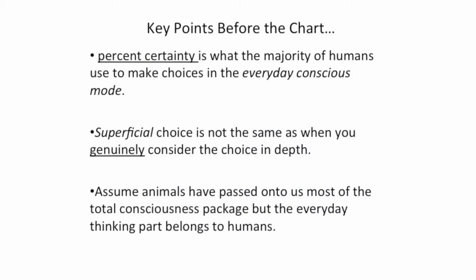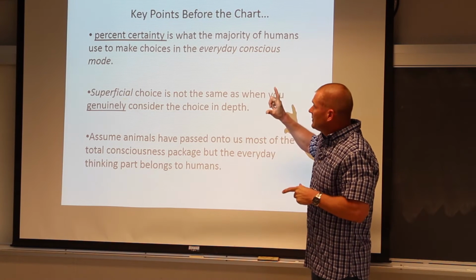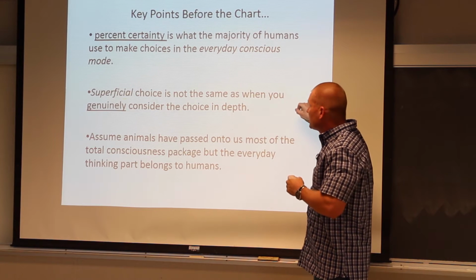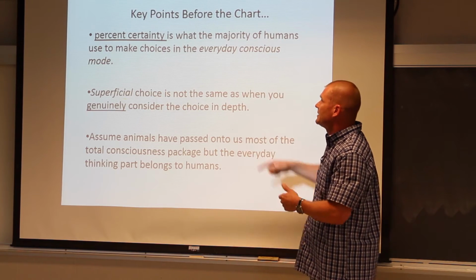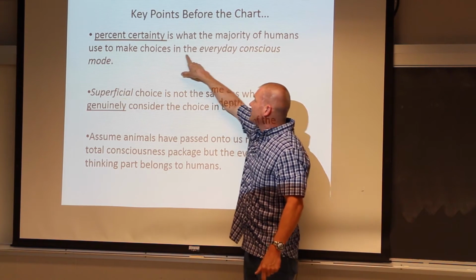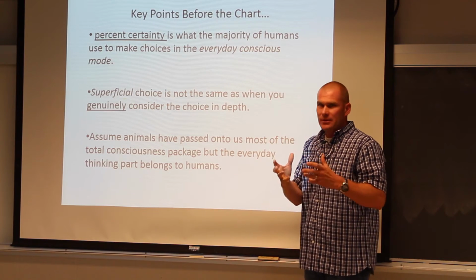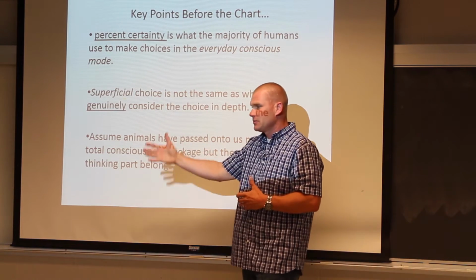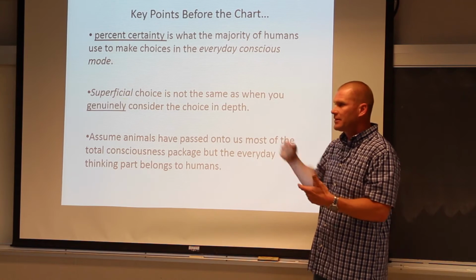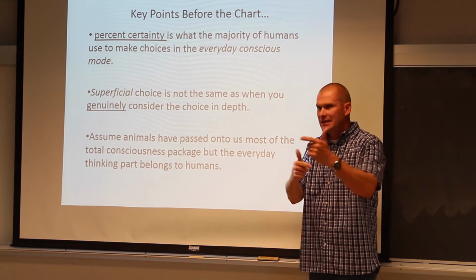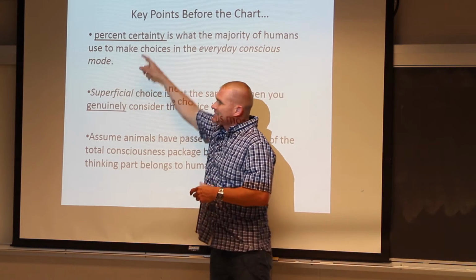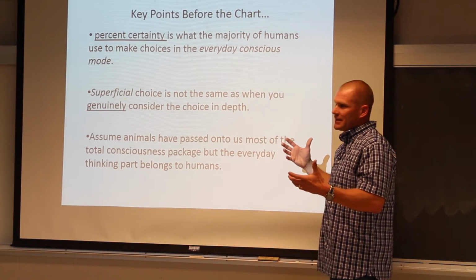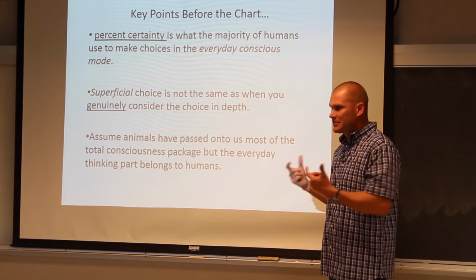Okay, key points before we get to the chart. Percent certainty. This is, in the chart, how the majority of humans, I'm assuming, will make choices, if they're in the everyday conscious thinking mode. Just like you're having a conversation about setting up a business, and everything that you do is directly related to what you were thinking and how you were going to do it. Percent certainty doesn't really seem to hold a lot of weight when you're in a very high emotional or instinctual state. It doesn't seem to fit as well.